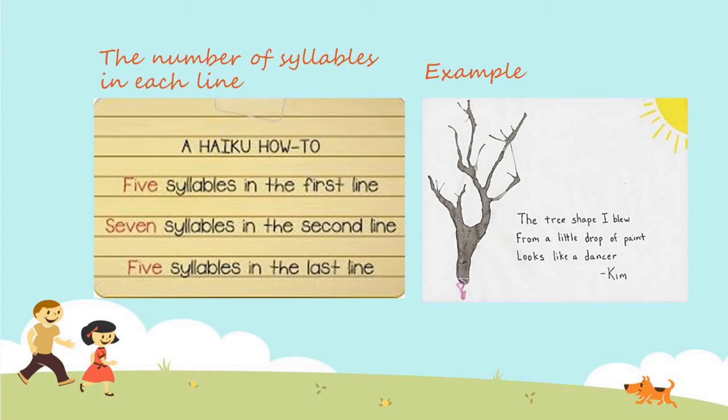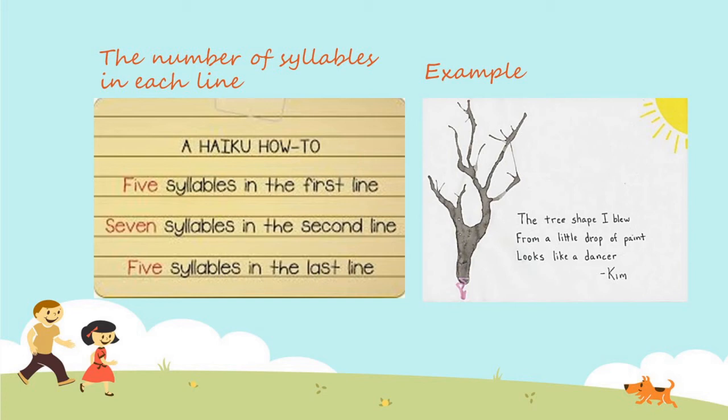Now see, the first line has: the tree shape I blew. So 5 vowel sounds, therefore 5 syllables. From is 1, a is 2, little is again 2, drop is 1, of is 1, paint is 1, making it 7 syllables. Looks is 1, like is 1, a is 1, dancer is 2, making it 5 syllables.